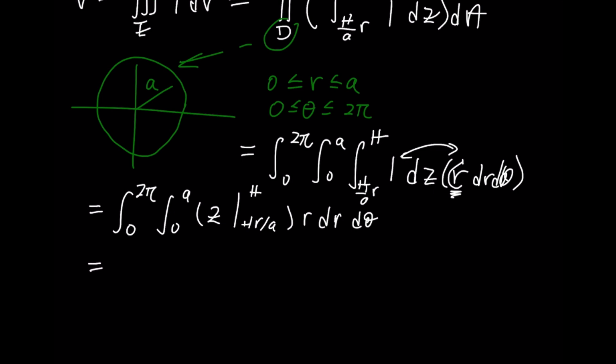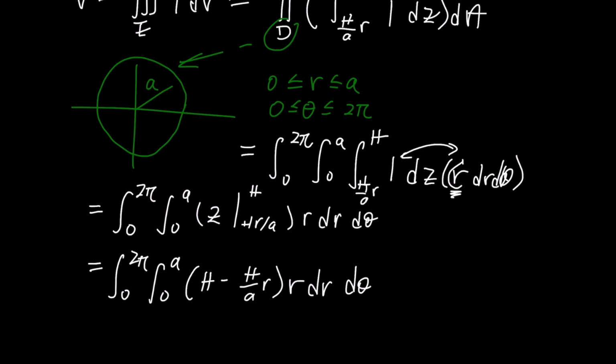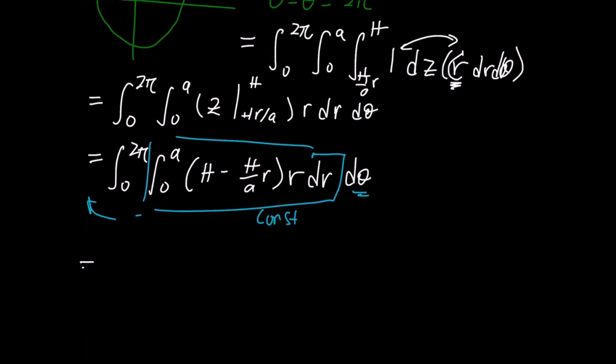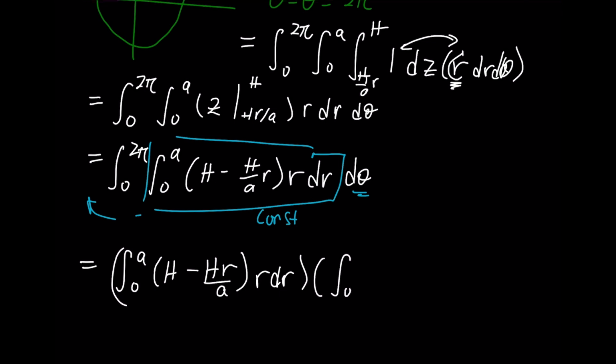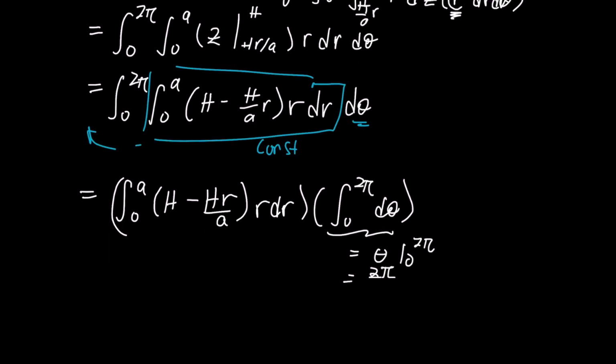This will get a 0 to 2 pi, 0 to a, h minus h over a times r, times r dr d theta. As before, this entire expression here is a constant with respect to theta, so we can take it outside of the integral. This will produce an integral 0 to a, h minus hr over a, times r dr, multiplied with an integral 0 to 2 pi d theta. This is just going to produce a theta evaluated from 0 to 2 pi, which is just 2 pi.